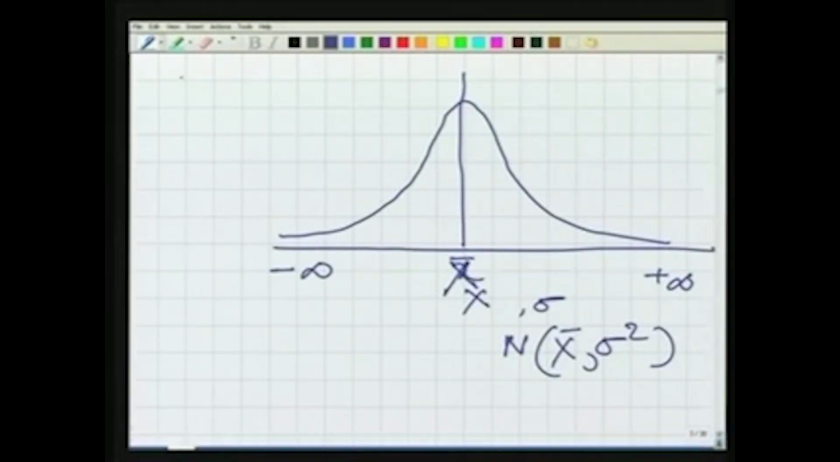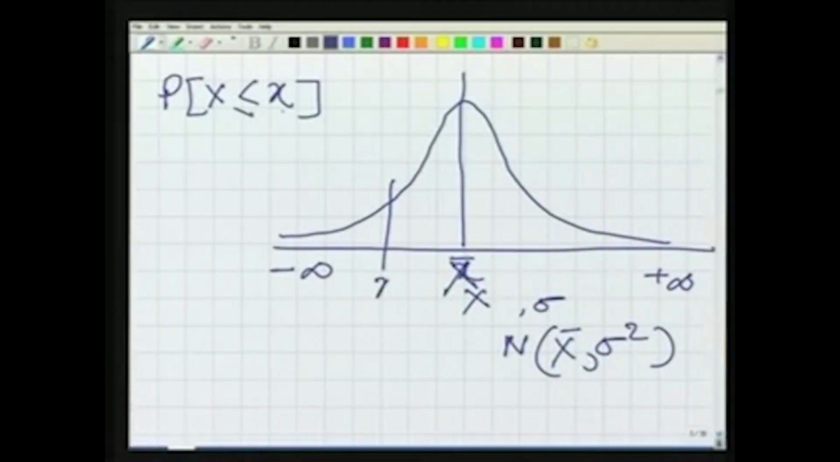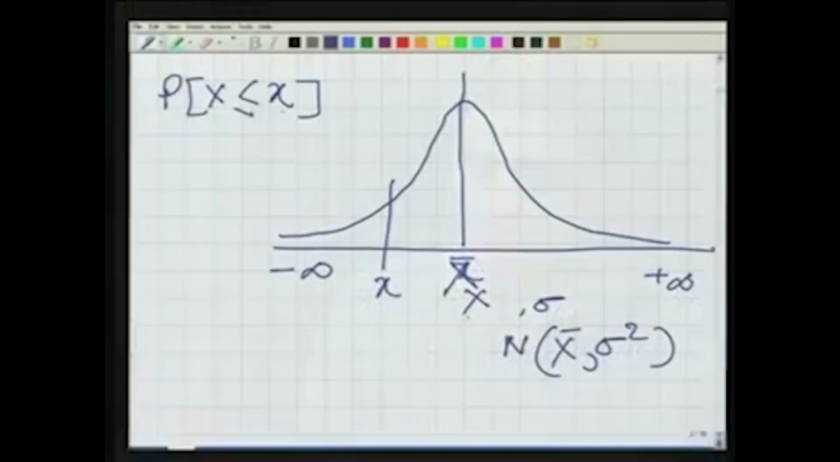Now, I write a term here: the probability that my variable x is less than or equal to a value x. What is the meaning of this? I am looking if this small x is somewhere here. What I am looking at, by writing this, is the probability of occurrence of my variable x so that it is smaller than the value x.